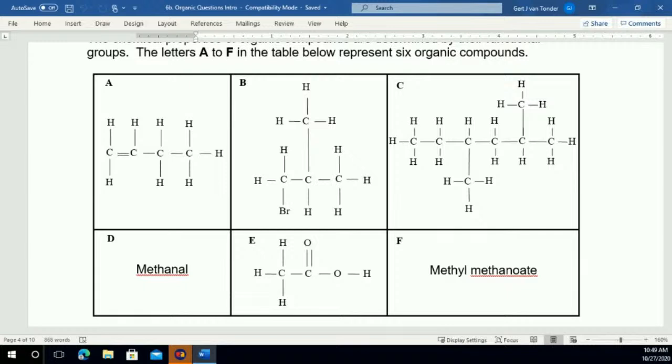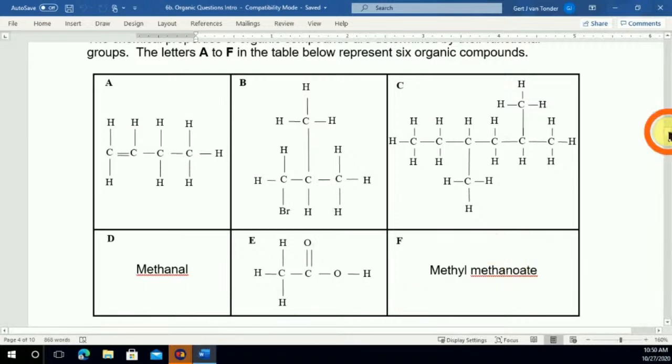So number A is an alkene, B is a haloalkane, C is a branched alkane, D is an aldehyde, E is a ketone, F is an ester.